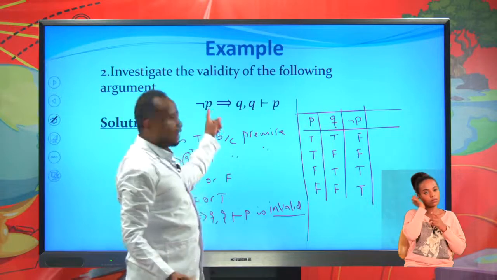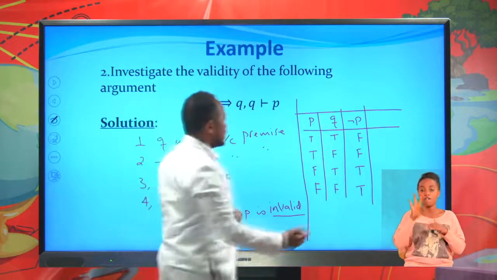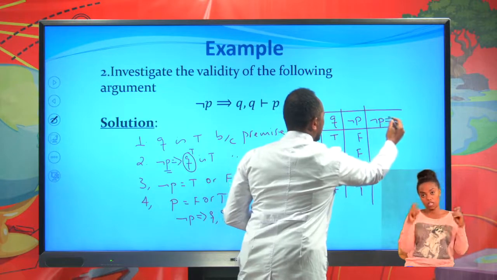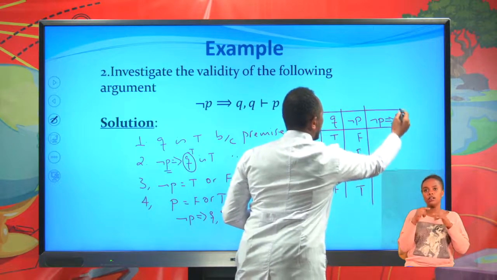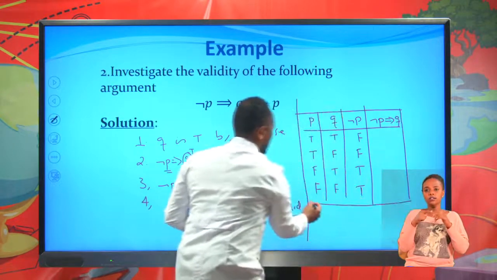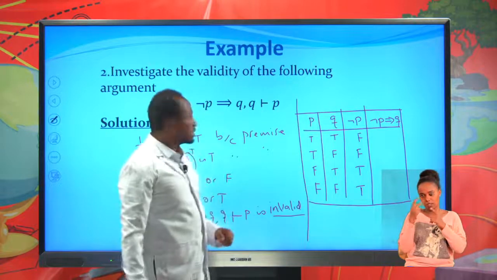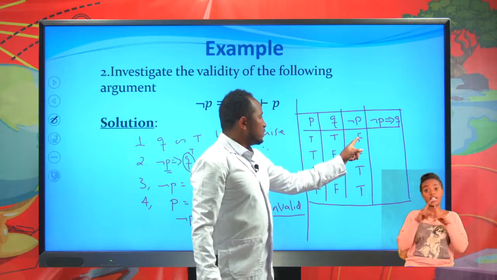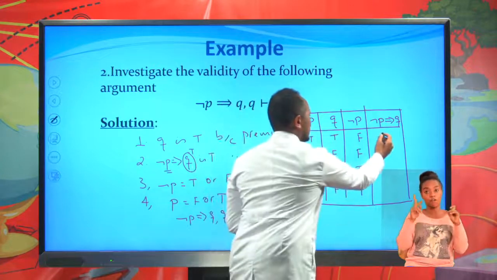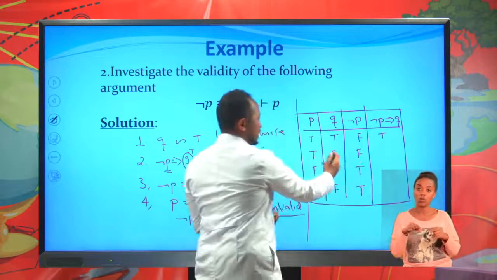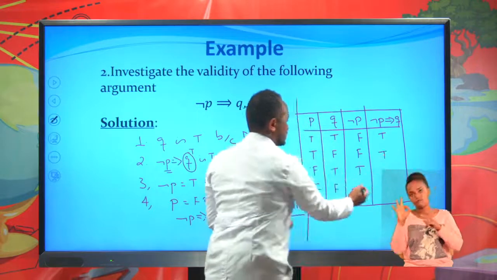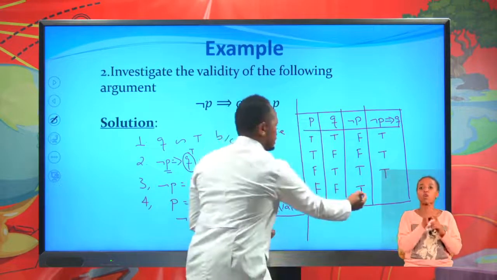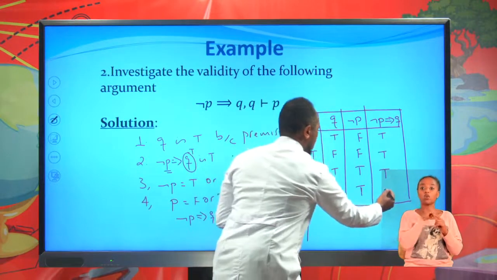Next, let's find negation of P implies Q. Negation of P implies Q, here it is false implies true, it is true. False implies false, it is true. True implies true, it is true. But here true implies false, it is false.